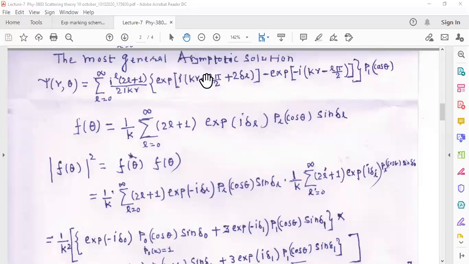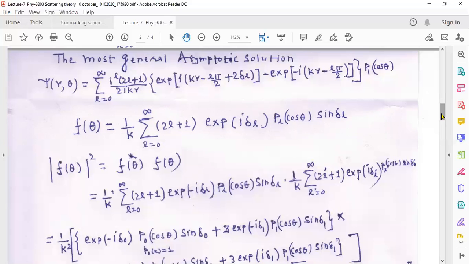This equation we have already derived, and now you see this is the way. Mod of f theta square is f star theta times f theta, because you know psi square is psi star psi. Same way I calculate here. Before we go for this, let us work out one small exercise first. These are the two expressions which we wrote here.